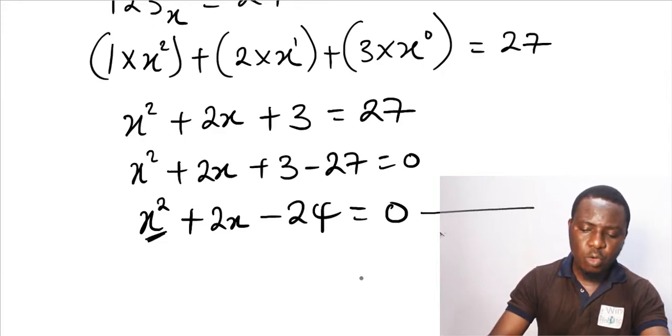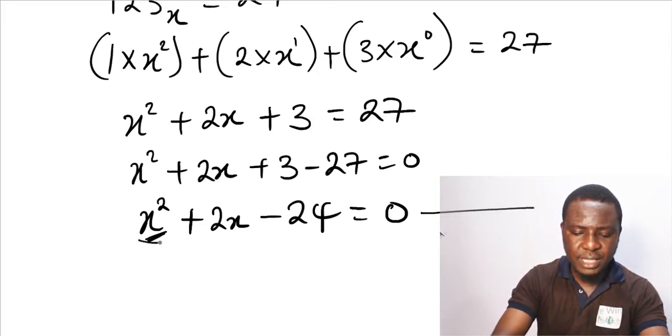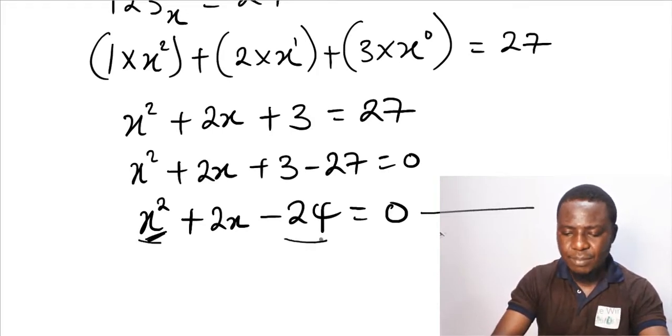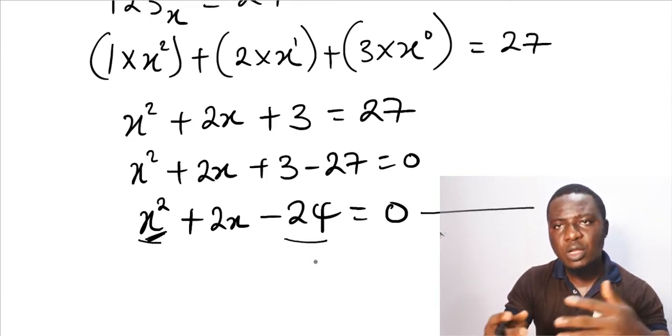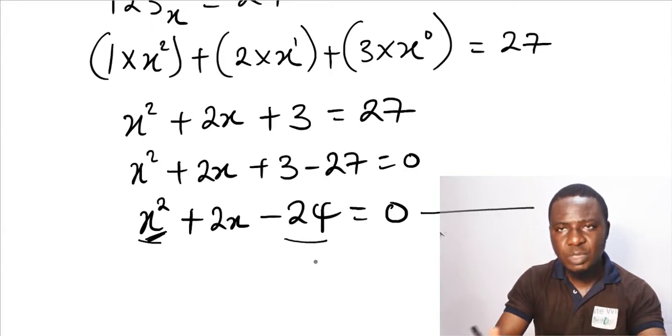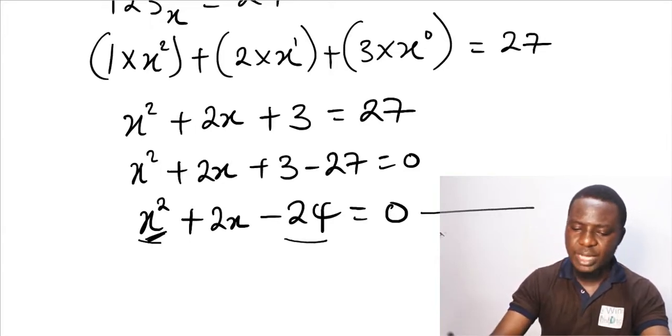You look for 2 terms that when you multiply them, it gives you the product of the first term and the last term. And when you add those 2 terms together, it gives you the middle term. So what are those 2 numbers and how can we get them?